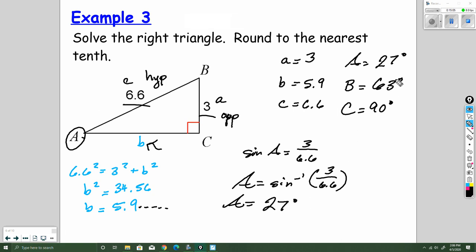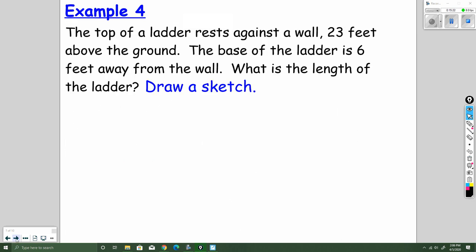All right, so that's basically the process of how we would solve those right triangles. We started with an angle and a side, and then two sides, and we were able to find the rest of the angle measures and the rest of the side lengths. So let's take a look at some other examples here. We're going to run through a couple of real world context problems.